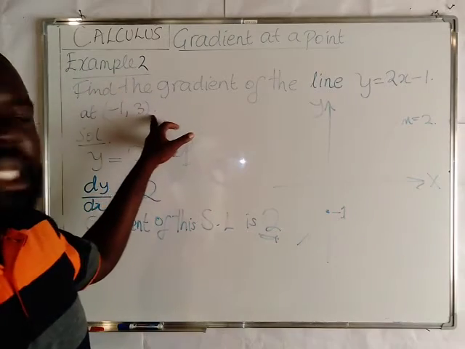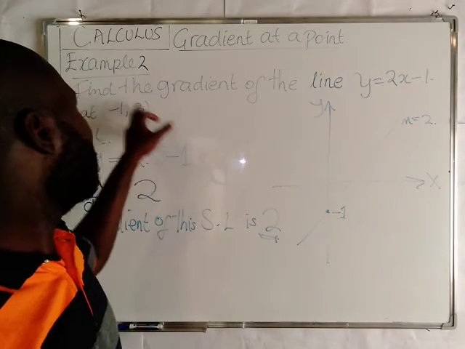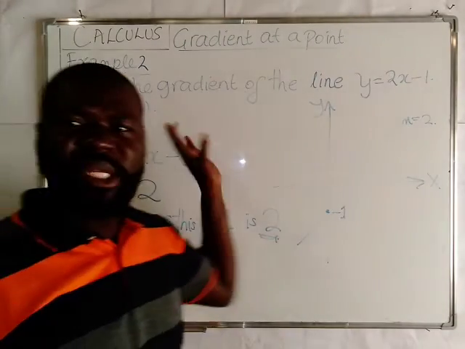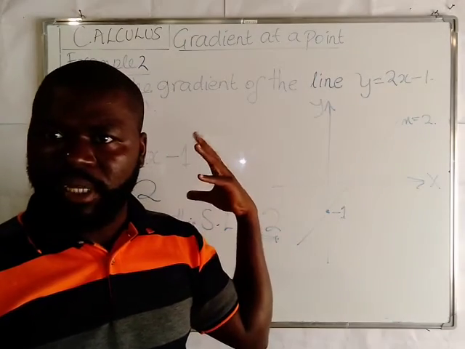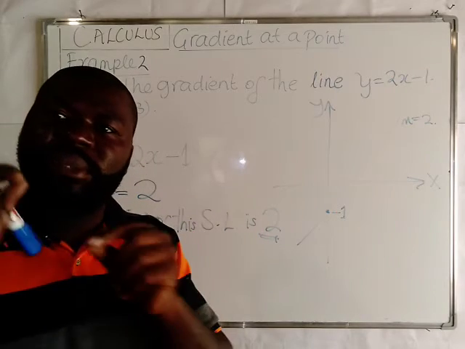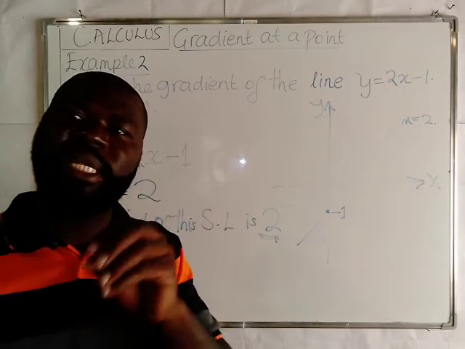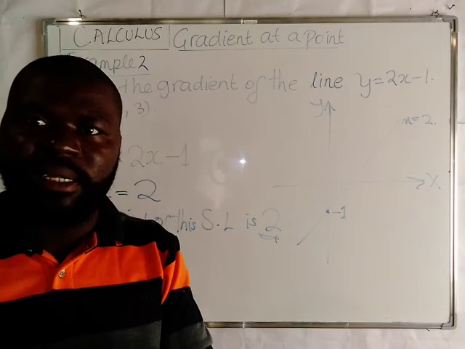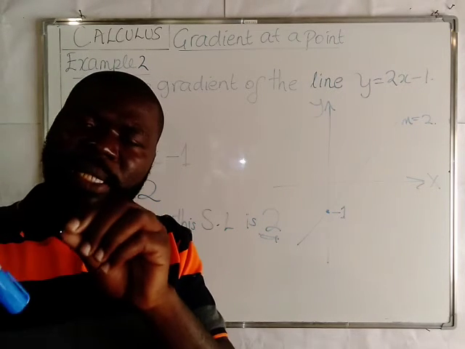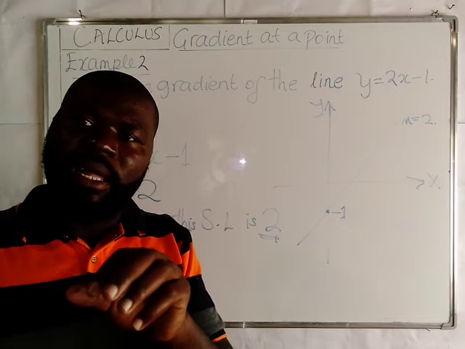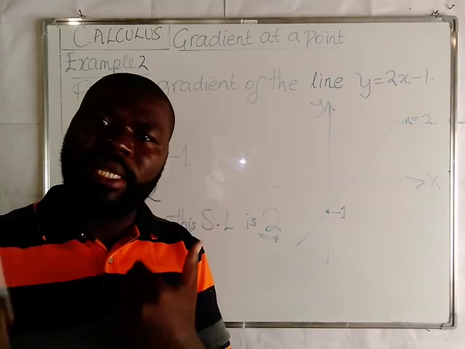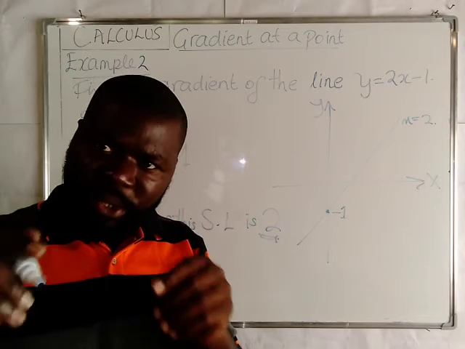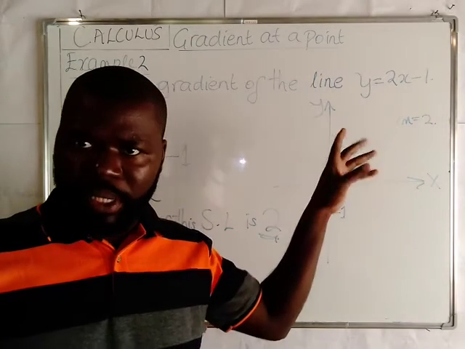Actually, this additional statement here says, find the gradient of the line at -1. This one does not matter, because as soon as you differentiate, you get a value. That value is actually the gradient. But when you get the gradient function, as when you are getting the gradient of a curve, that is only when you need the point.